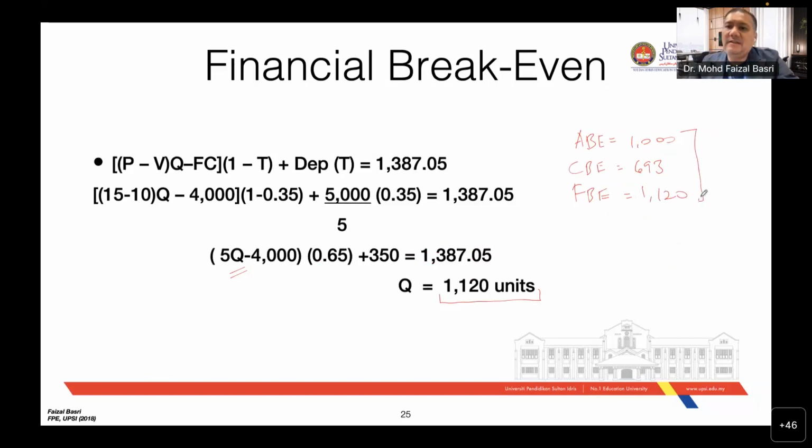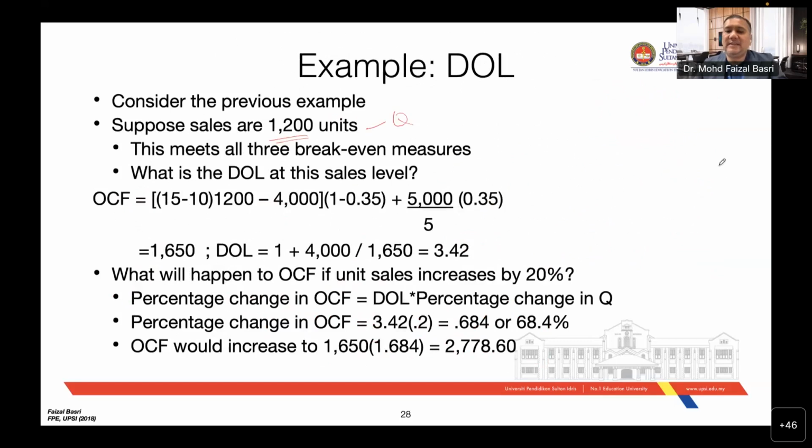So we have three different sales volumes, and based on our assumption just now, the target they set is 1,200. By having these 1,200 units, they fulfill all three. Meaning if they achieve 1,200 units of sales volume, all three break-evens will be achieved. Because if we set it lower, say we set only 1,000, only two are achieved. Accounting break-even and cash break-even will be achieved, but financial break-even is not achieved yet at 1,000. Therefore they set it higher at 1,200, and all three will be achieved. Okay, that is the justification why they use 1,200.